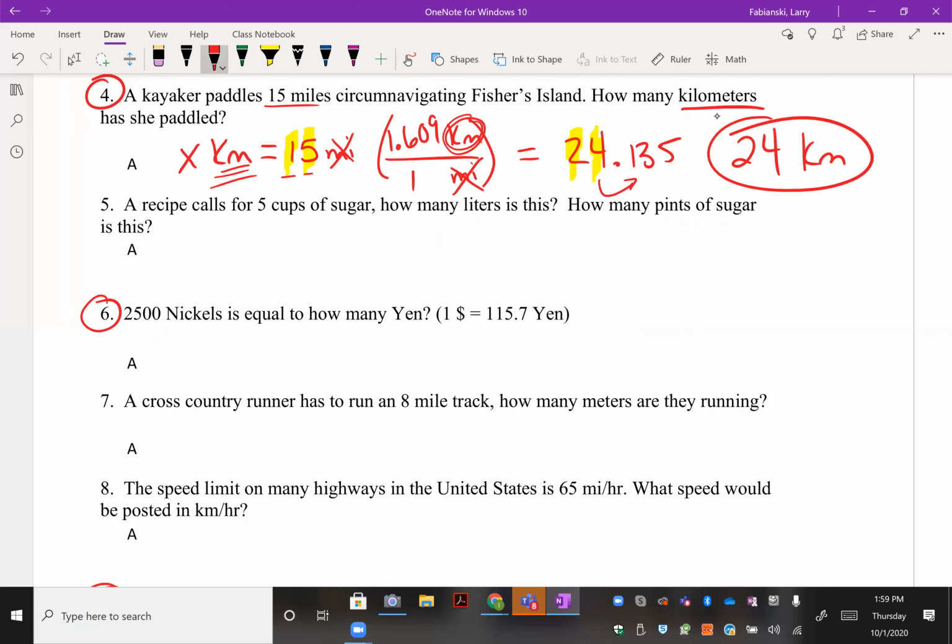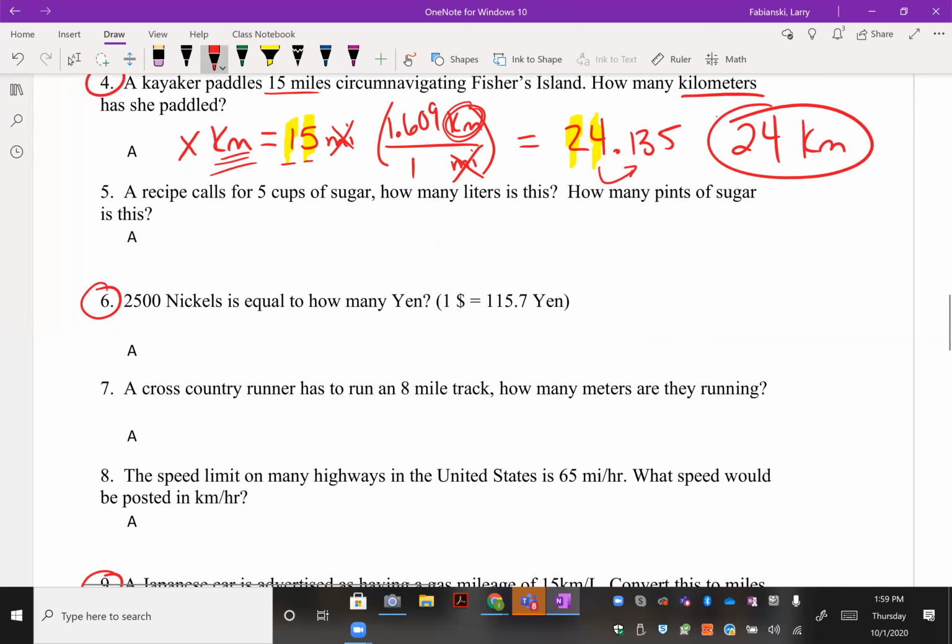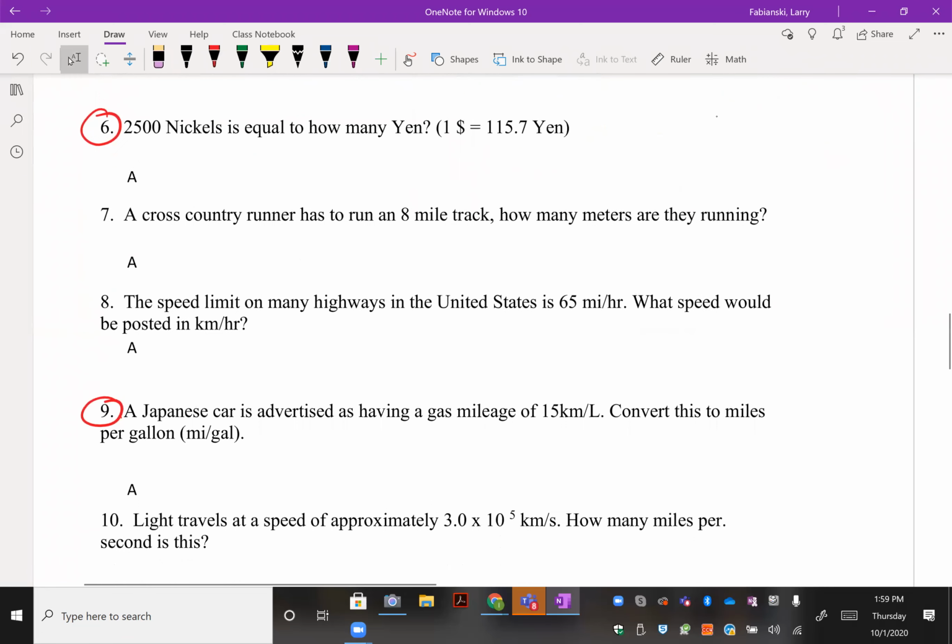All right, let's take a look at number 6. 2,500 nickels is equal to how many yen? Okay, and we're even given a conversion factor to use right there. So what are we looking for? X yen, and what do we have?